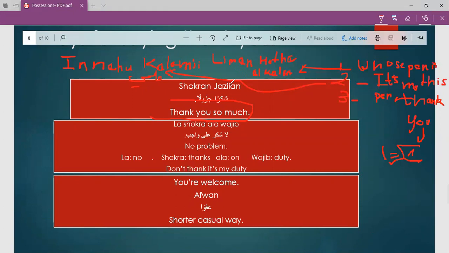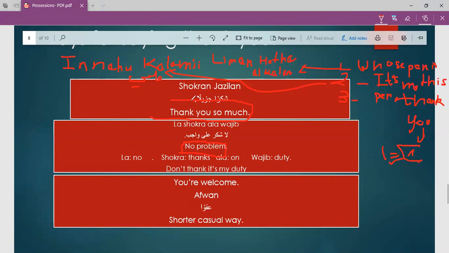Okay? When your student says to you shukran jazilan, which is thank you so much, what do you answer her? No problem. Here you're answering in a formal way, which is لا شكرا على واجب. So no problem in Arabic is لا شكرا على واجب. Let's see what you mean by it. لا is no, شكرا is thanks, على is on, واجب is duty. It means, as a long idea, don't thank me, it's my duty.